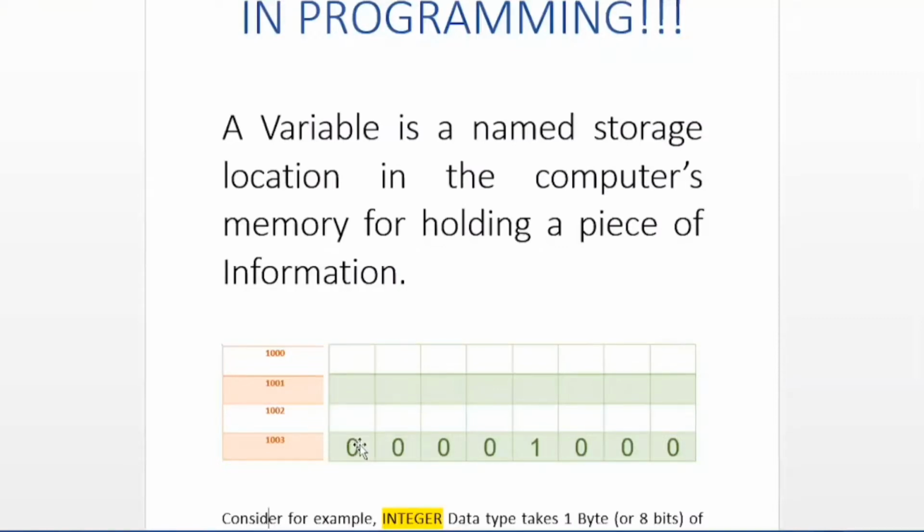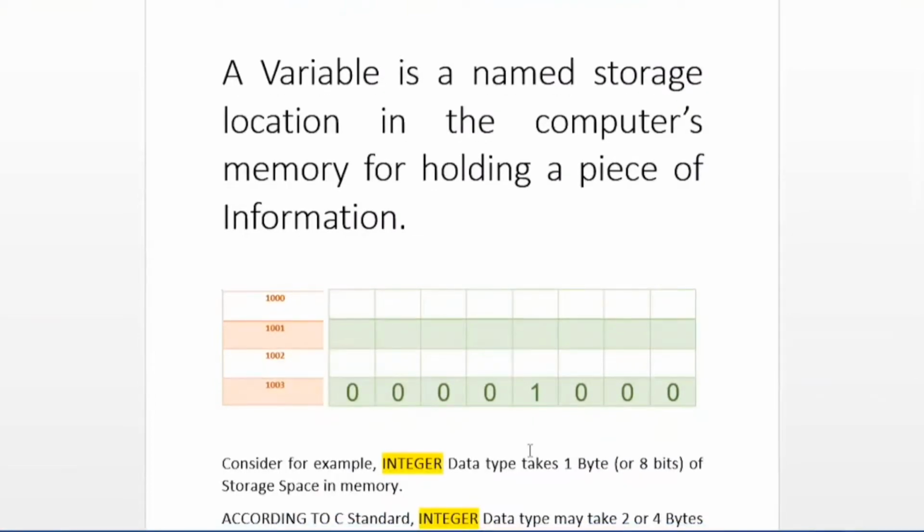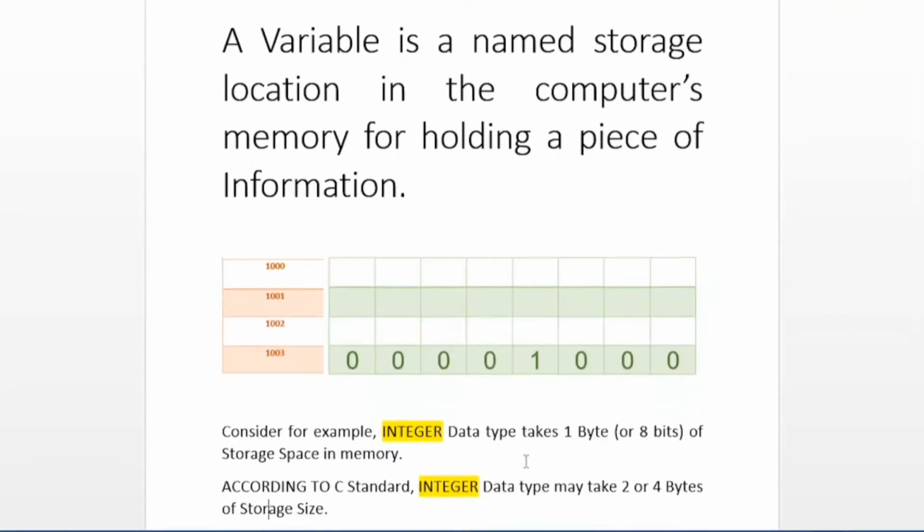Each of these 0s or 1s represents 1 bit of information. For the sake of this example, I have considered an integer to be 1 byte, that is 8 bits. However, according to the C standard, the integer data type may take 2 or 4 bytes. For simplicity, I have assumed it takes 1 byte. So a sequence of zeros and ones is stored across 8 cells to store this information. This is the simple binary representation of number 8.